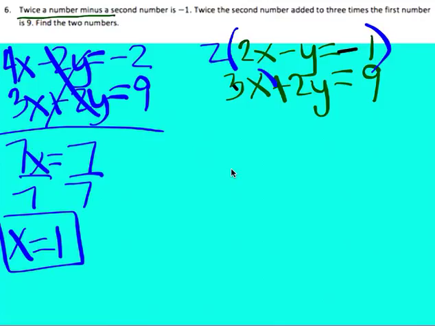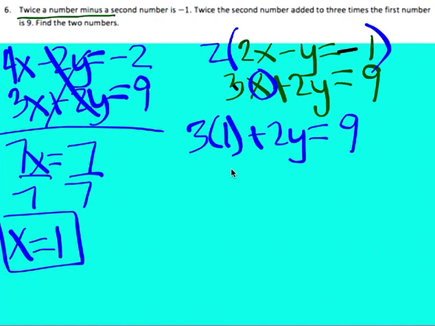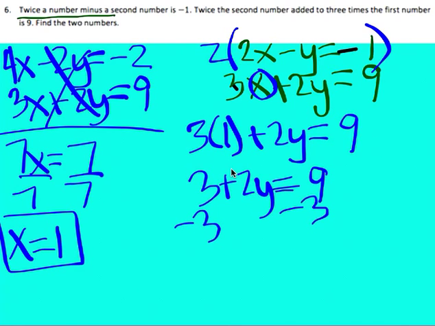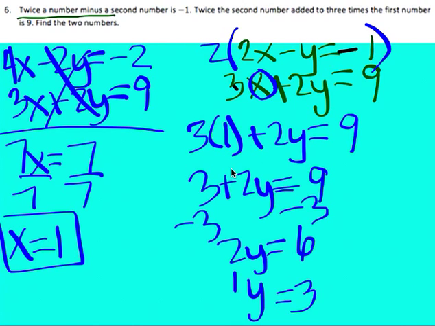So what I'm going to do is plug that in for x up here. So then I get 3 times 1 plus 2y is equal to 9. 3 plus 2y is equal to 9. Subtract 3 from both sides, and I get that 2y is equal to 6. Divide both sides by 2, and I get that y is equal to 3.